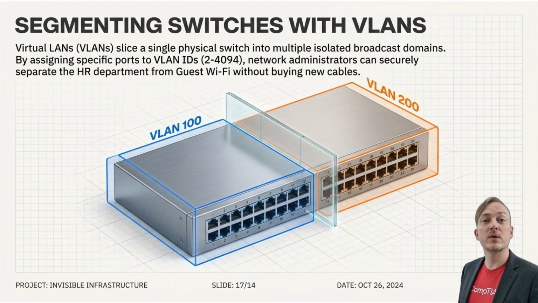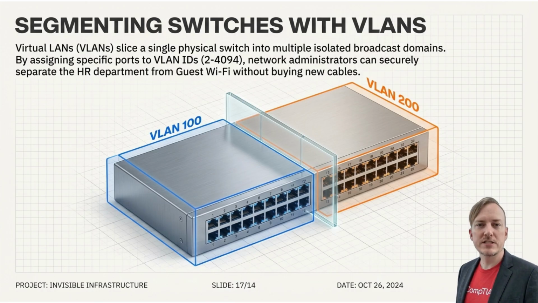Inside the office, we use virtual LANs, or VLANs. A VLAN slices a single physical switch into multiple, completely isolated broadcast domains. By assigning specific switch ports to a VLAN ID between 2 and 4094, you can securely separate the HR department's sensitive traffic from the public guest Wi-Fi, all while using the exact same physical hardware.